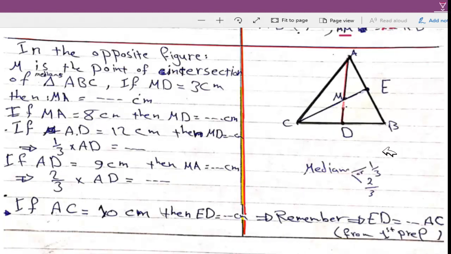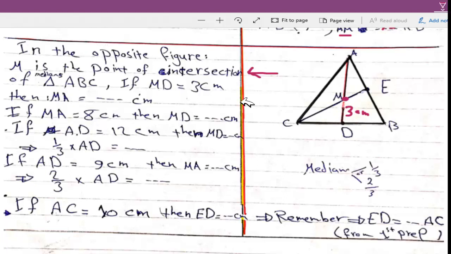You have a triangle ABC in the opposite figure. M is the point of intersection, and this is the most important thing you have to write in your proof. Okay, point of intersection, which is here M. MD equals 3. Try to write anything in the givens on the figure you have. This will help you in the proof.